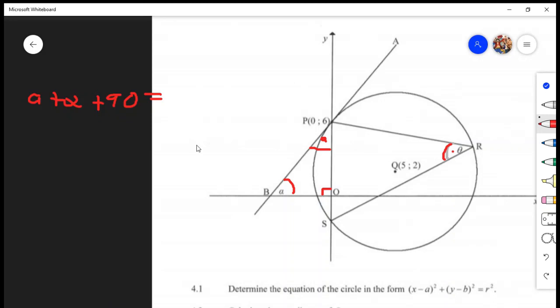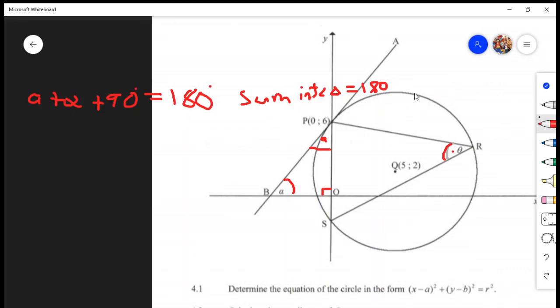So angle A plus angle alpha plus 90 degrees is equal to 180 degrees. And our reasoning is the sum of interior angles of a triangle is equal to 180, right? Does everyone understand that part? That the sum of all three interior angles of a triangle is equal to 180.